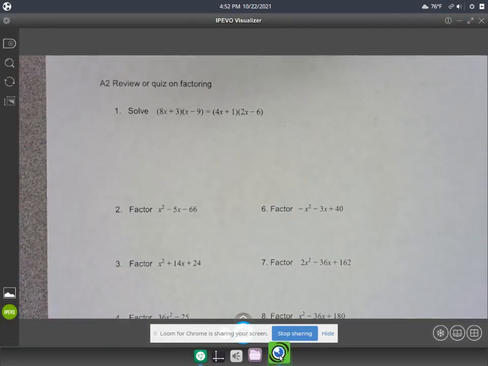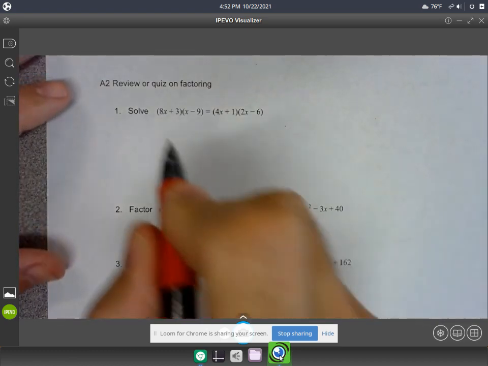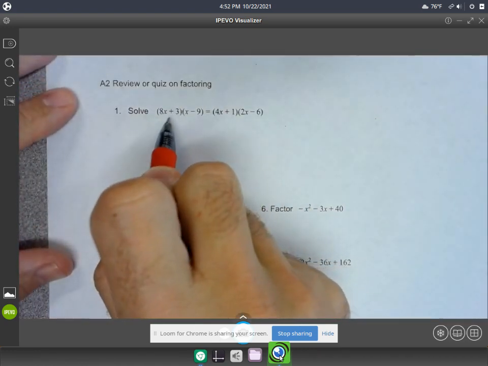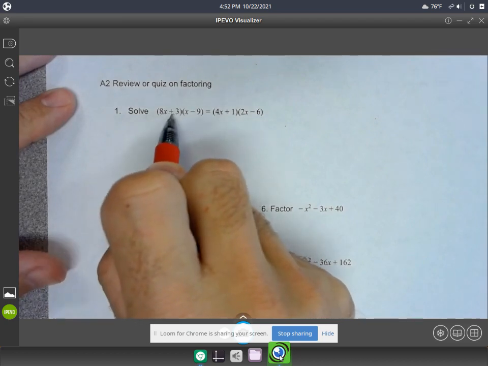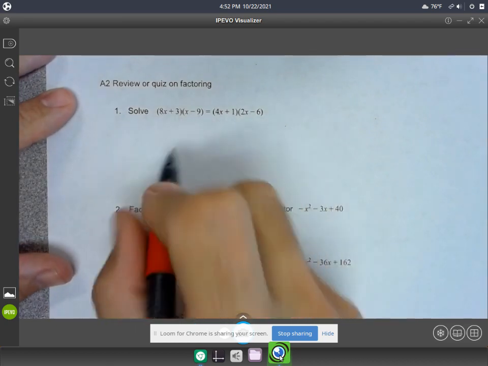All right, I'm going to run through the questions on this review. So we're asked to solve for x. What I'm going to do is distribute, multiply out the left side and the right side.